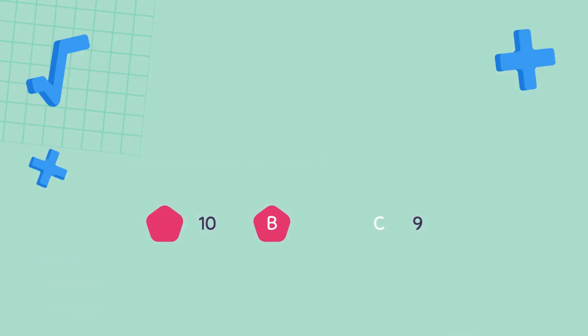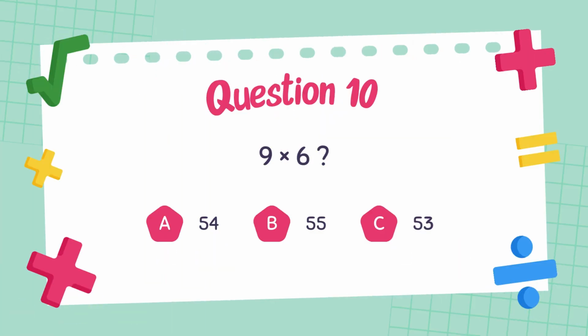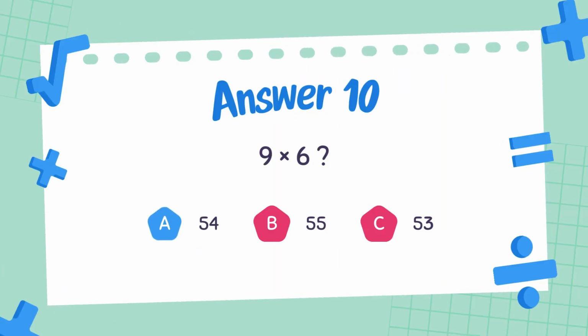Excellent. Question 10. What is 9 times 6? Is it A, 54, B, 55, or C, 53? The answer is A, 54.